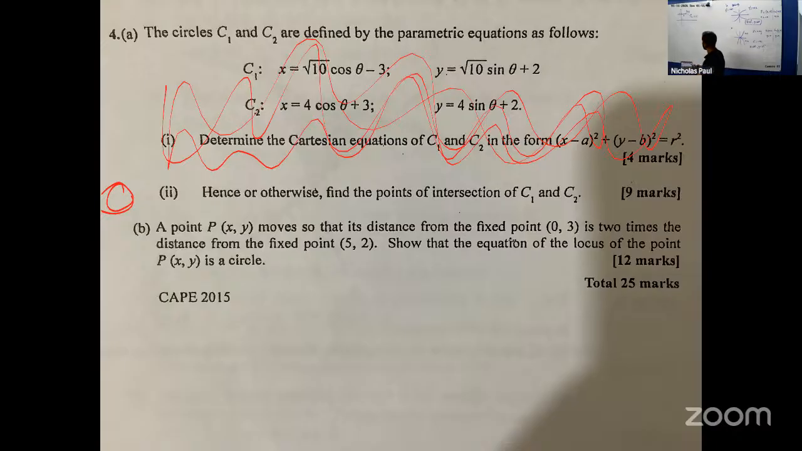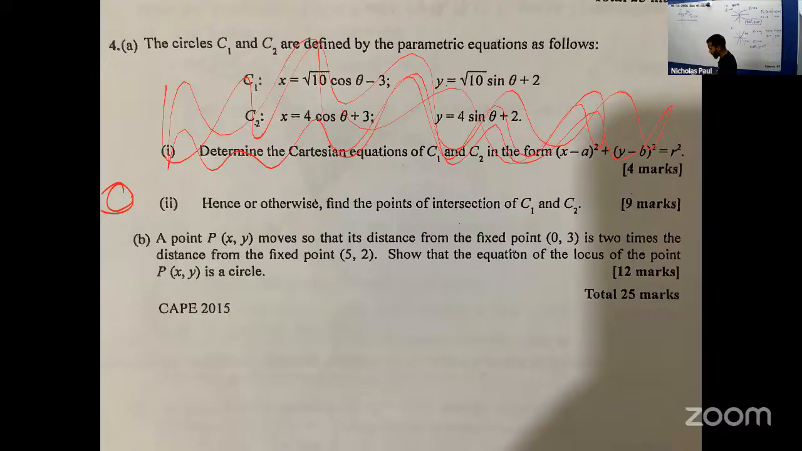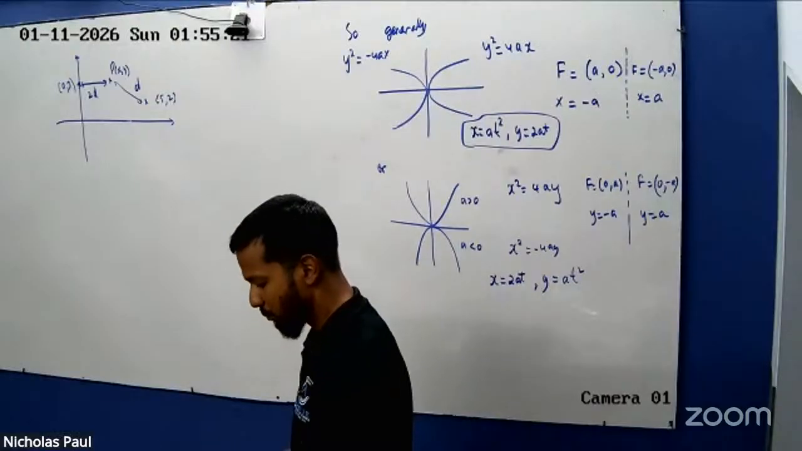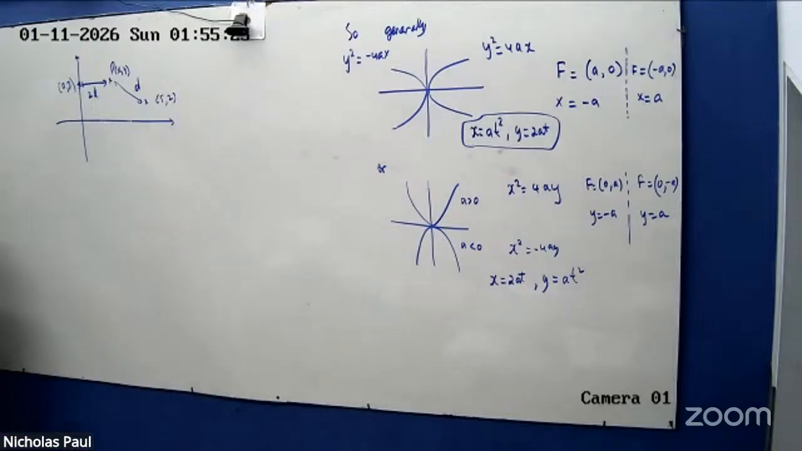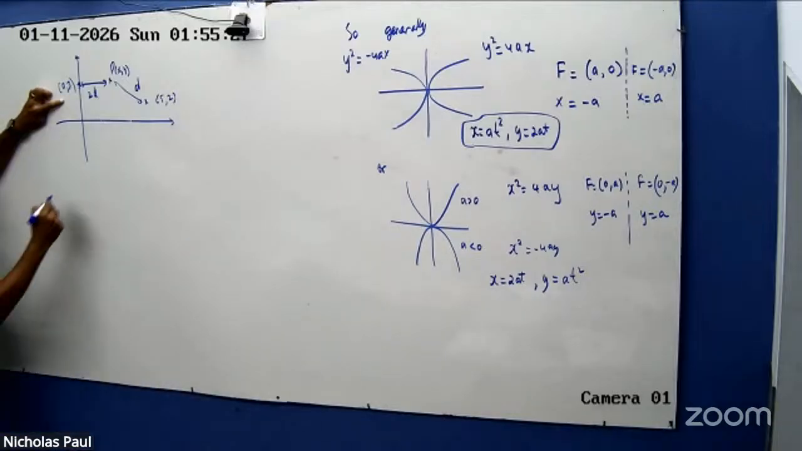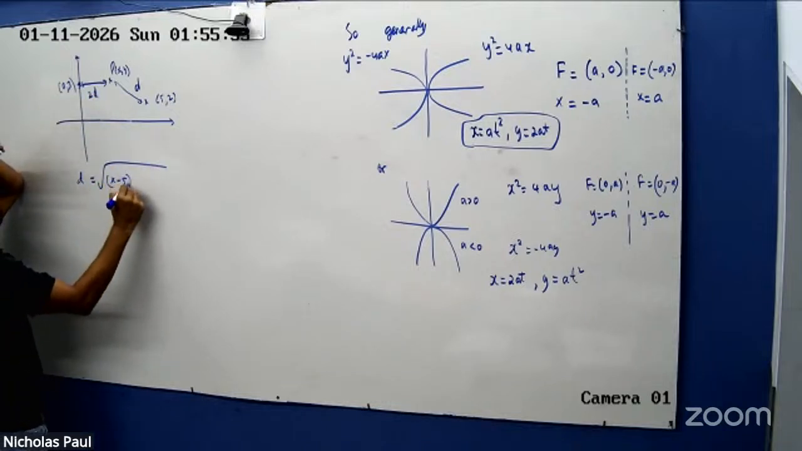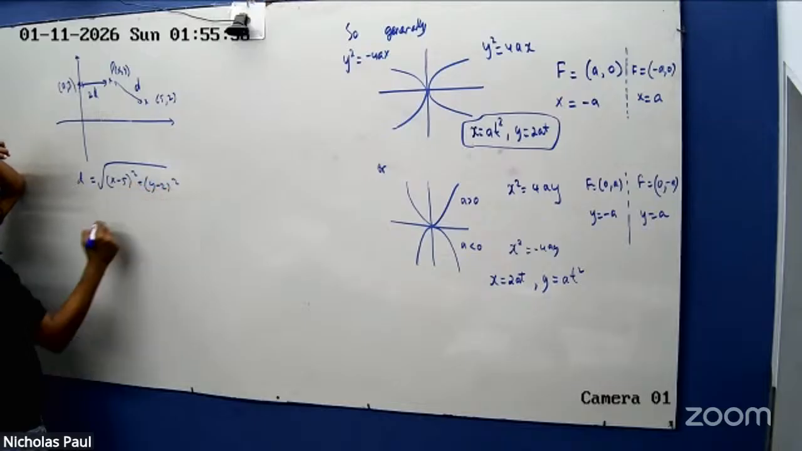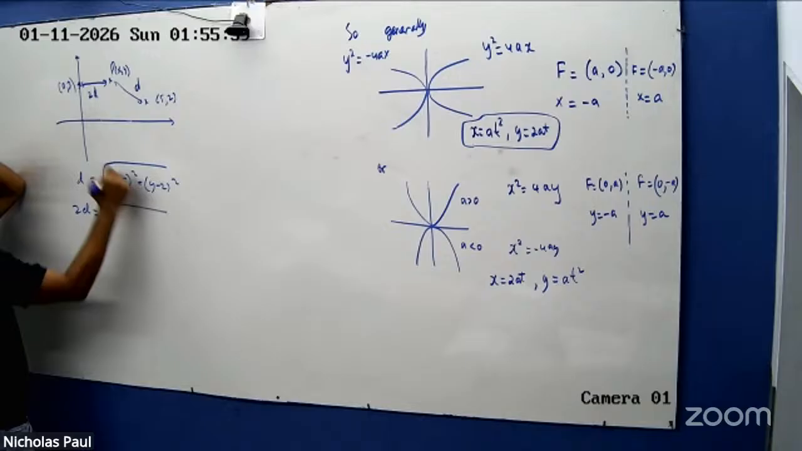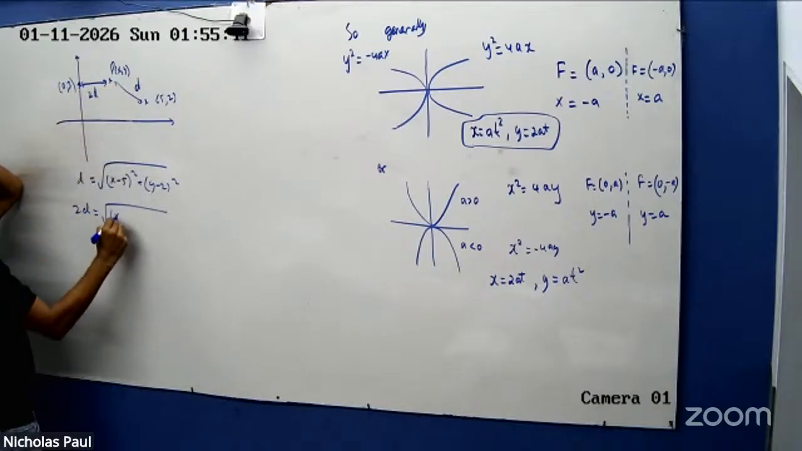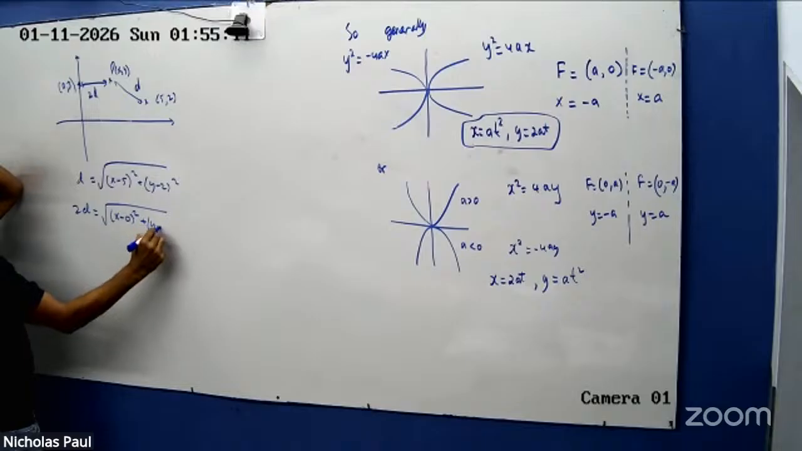Oh wait, no, it's the other way around. The distance from 0, 3 is 2 times the distance from 5, 2. Show that we have a circle. So what's the first thing we need to get? We need to get D, right? D is the square root of x minus 5 squared plus y minus 2 squared. 2D is what? 2D is the square root of x minus 0 squared plus y minus 3 squared.